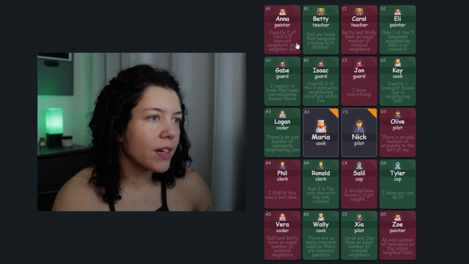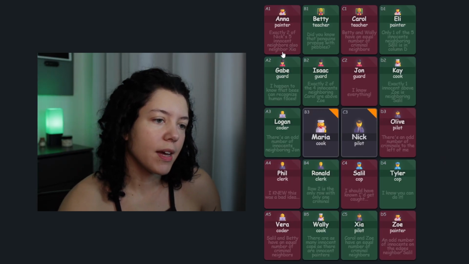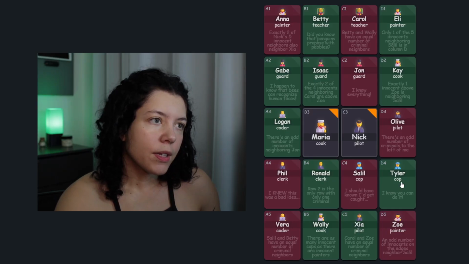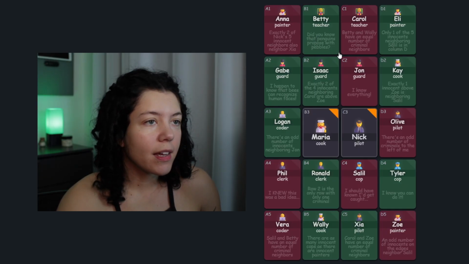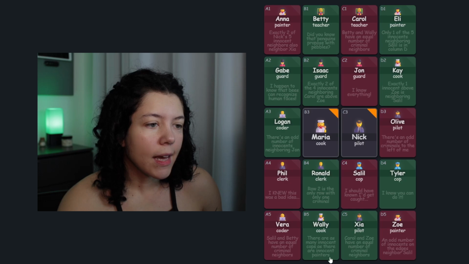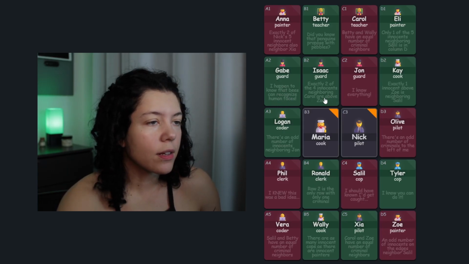Exactly 2 of Nick's 5 innocent neighbors also neighbor Zaya. Those are Ronald and Tyler. Betty, did you know that penguins propose with pebbles? I did. That's really cute. Betty and Wally have an equal number of criminal neighbors. Well, yeah, and that's done. 5 innocents neighboring Salil is in column D. Yeah, that's done. I happen to know that bees can recognize human faces. Yeah, I know that as well.